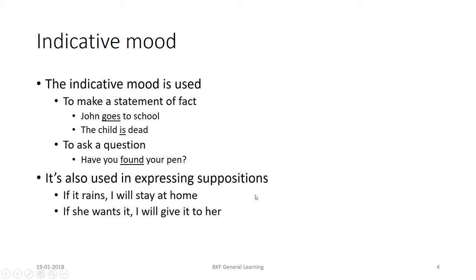It's also used in expressing suppositions. If it rains, I'll stay at home. If she wants it, I'll give it to her. So in both of these two sentences, I'm expressing suppositions. So these sentences also fall under indicative mood.